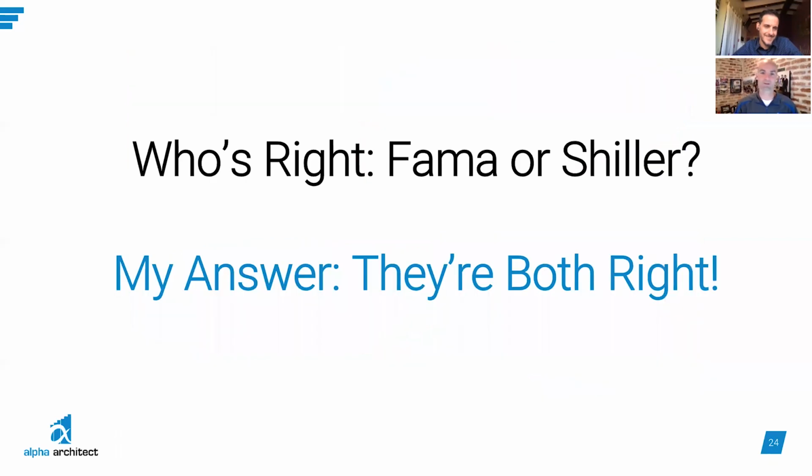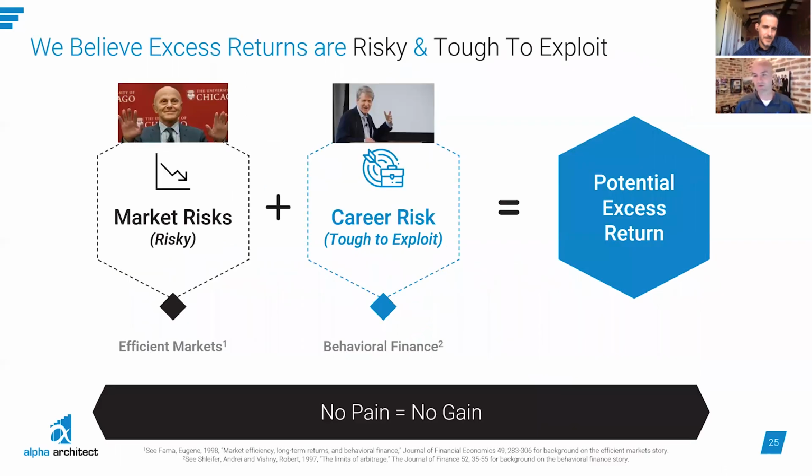Where does that put us? Well, I think actually when you combine the insights of these gentlemen, you actually do get the right answer, or maybe you get closer to the right answer. And so kind of what our simple formula for how markets work is the following. On the right here, you have the potential for excess return. And then on the left, you have the variables that contribute to that potential excess return.